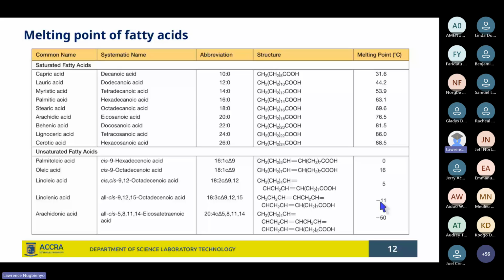And you can see a fatty acid, arachidonic acid. Even though you have the number of carbons increased to 20, it is having 4 double bonds in it. And because of those 4 double bonds, you see that the melting point goes all the way to negative 50 degrees Celsius.